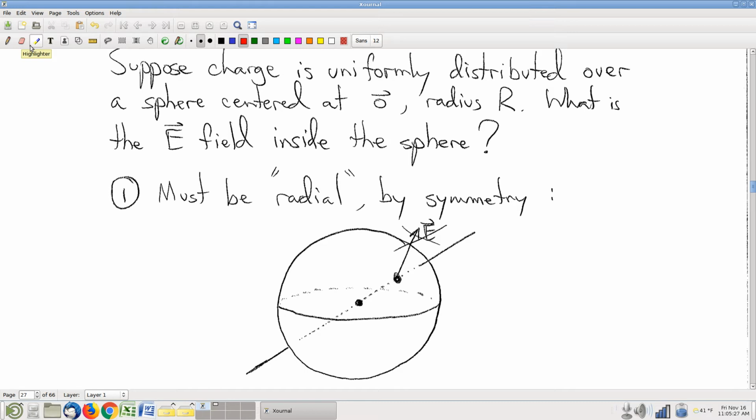Forget about the individual particles. Grand total, the electric field, I claim, has to be what I'm going to call radial. The electric field's got to point along this axis line, and it's just a symmetry argument.